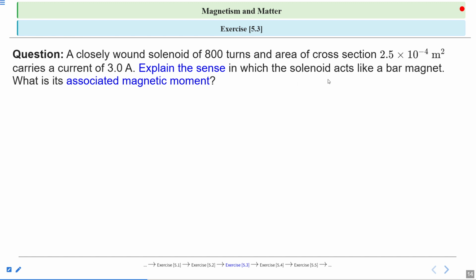Explain the sense in which the solenoid acts like a bar magnet. What is its associated magnetic moment? We have to calculate the magnetic moment and explain the sense in which the solenoid acts as a bar magnet. So I will give you some time to solve it.